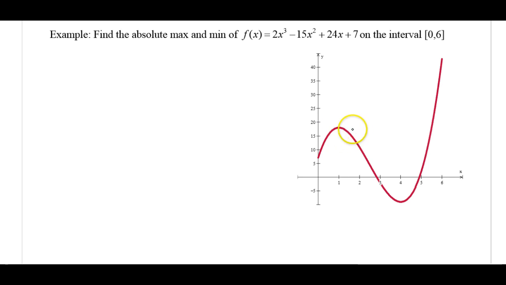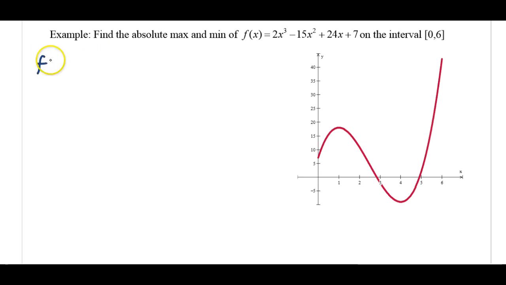So based on this graph, we can see that the absolute maximum is going to happen at the endpoint, so it's going to happen at f of 6. And we can see the absolute minimum is going to happen at a critical point over here at around 4. So let's go ahead and show that rigorously by following the steps and finding the critical points.